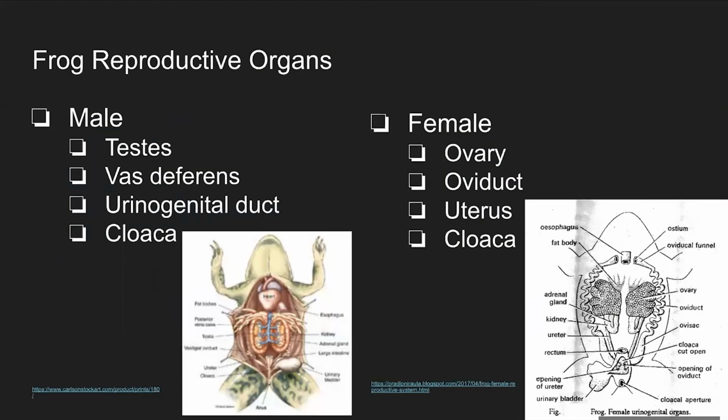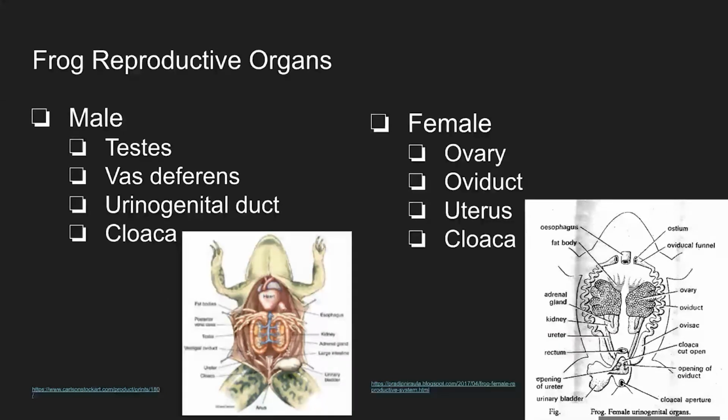In the males, the sperm are still produced by the testes and travel through the vas deferens into the urogenital duct. As the cloaca is the only opening for waste or sperm to leave through, that's also where the sperm will be stored as it is being released for the external fertilization that occurs with frog eggs.